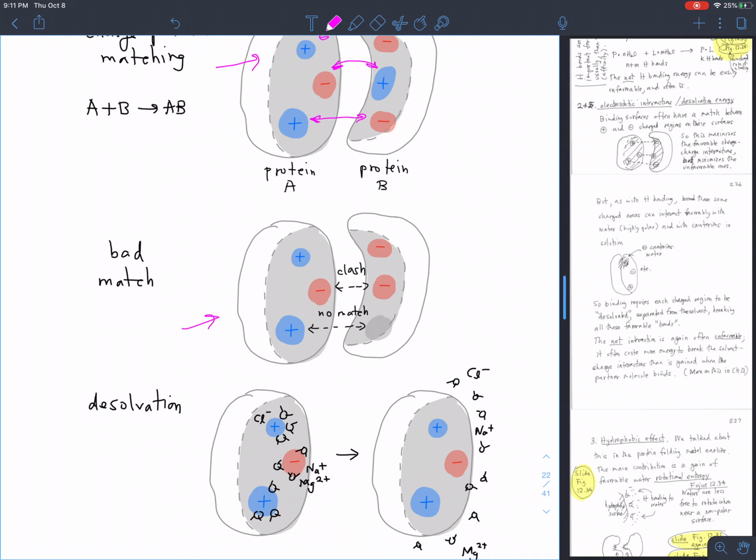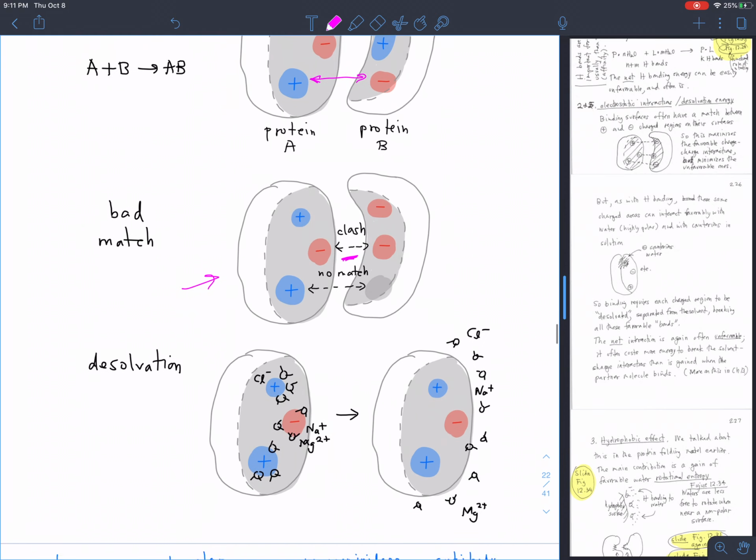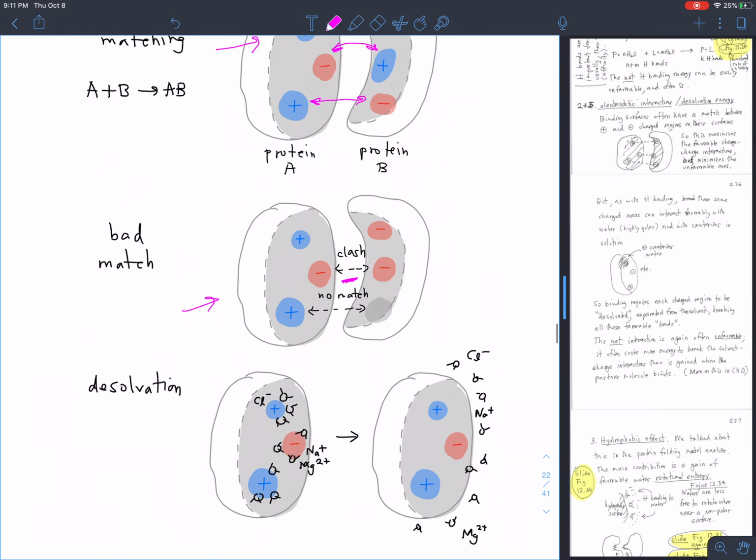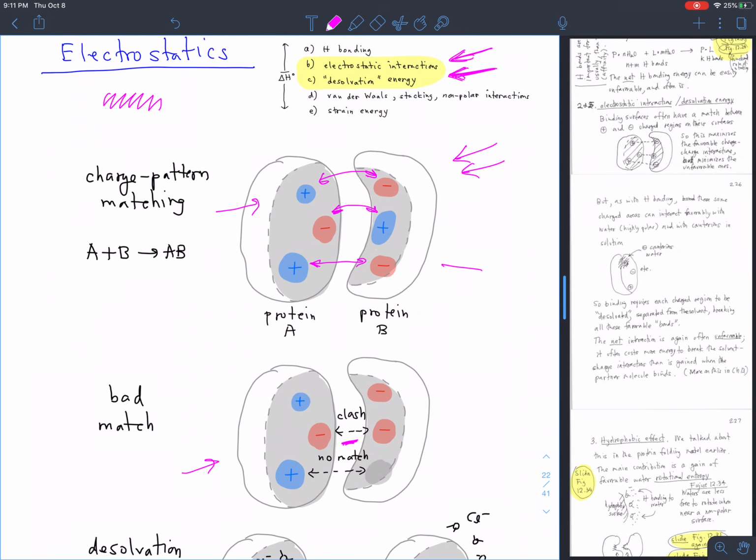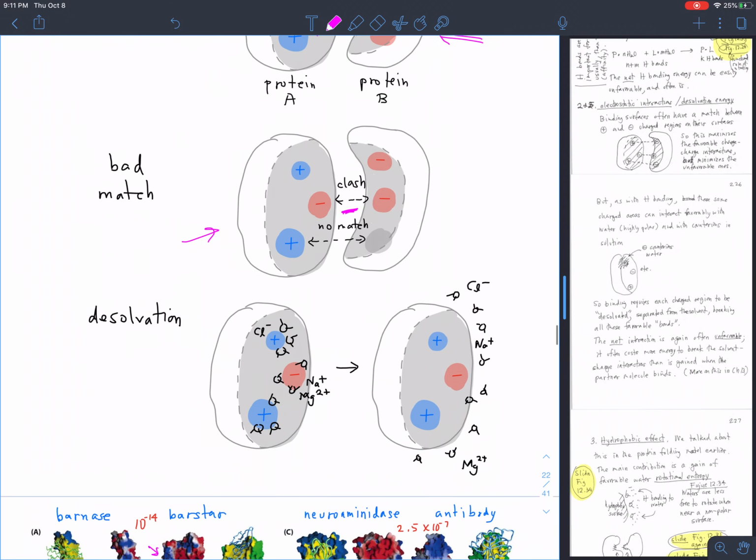So if you have a bad match here, for example, 2 negative charges next to each other, they're actually going to push the molecules apart. They're anti-binding, not binding. Okay, so that's all very good. When you bring these 2 molecules together, you get attractive interactions that help stick the molecules to each other.